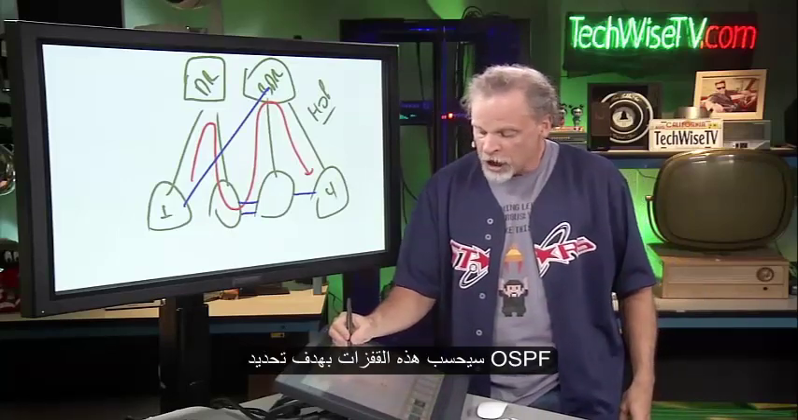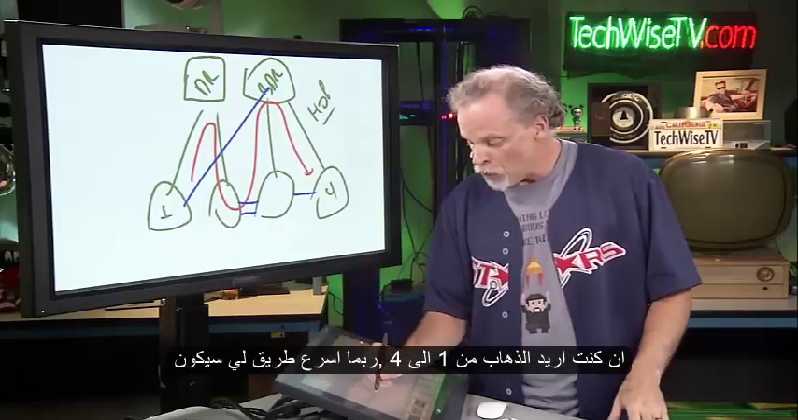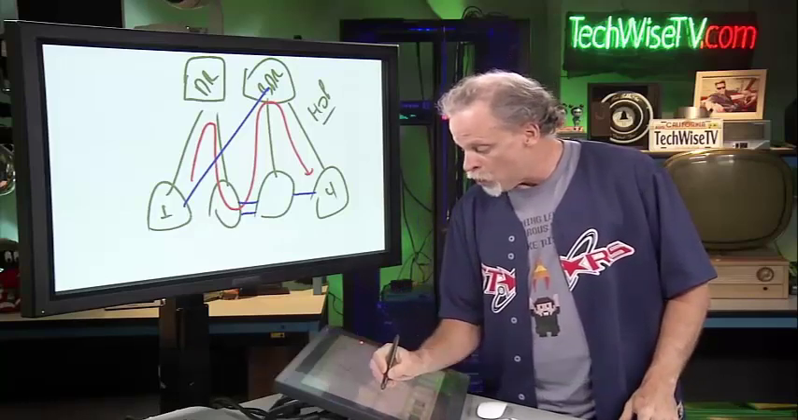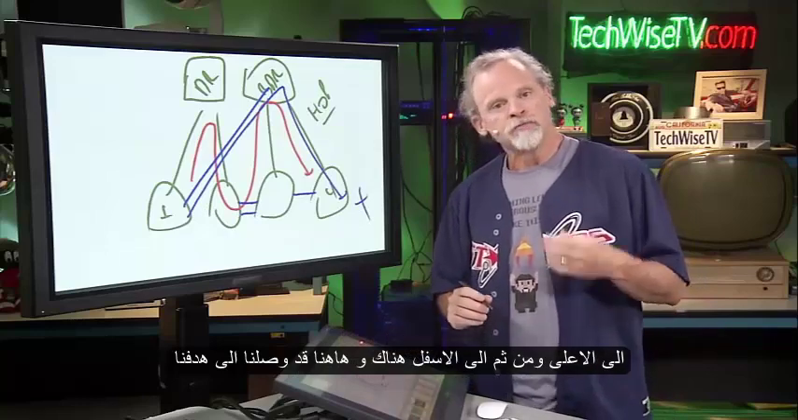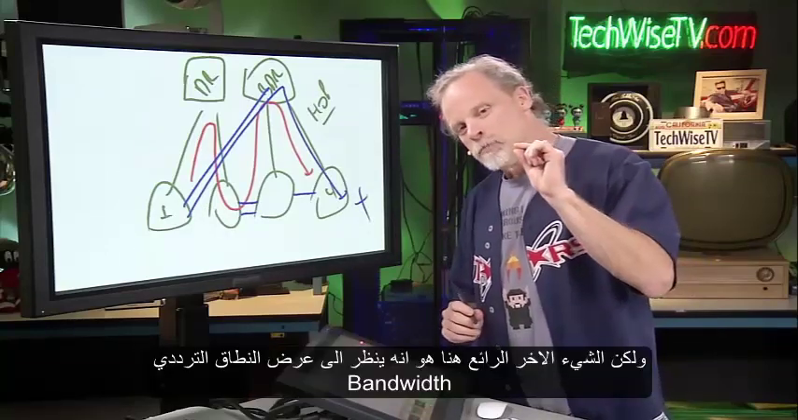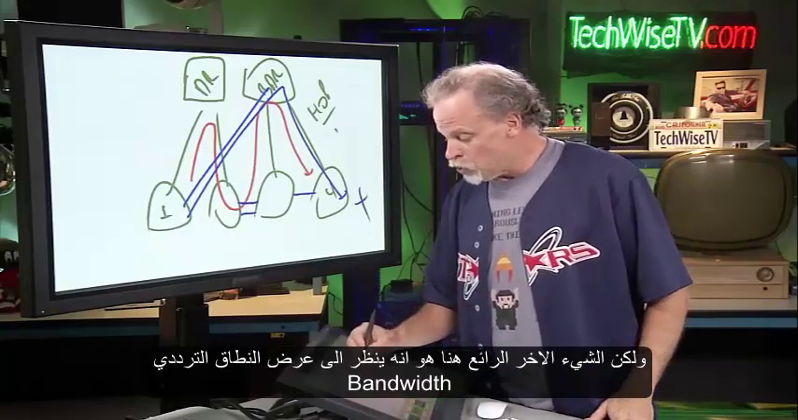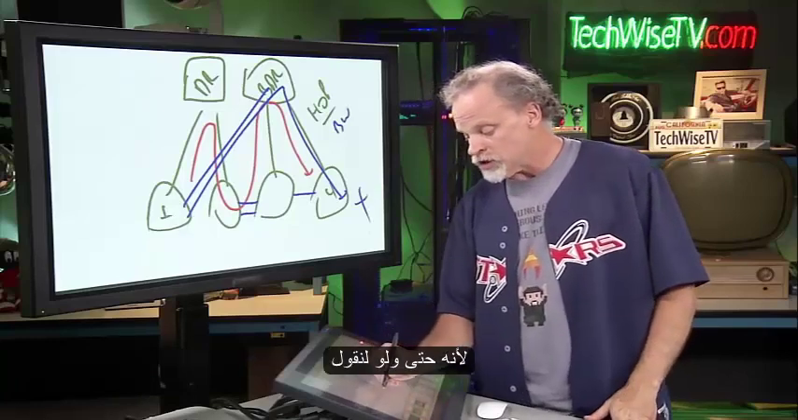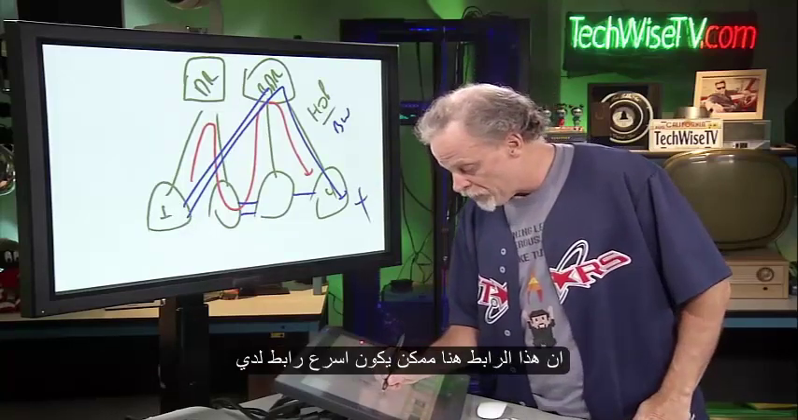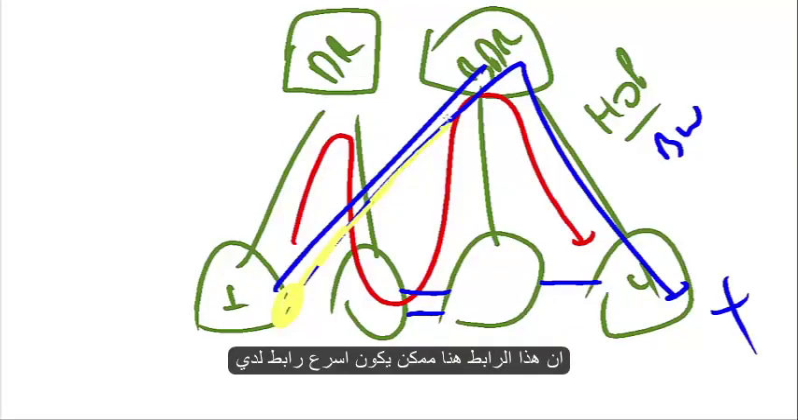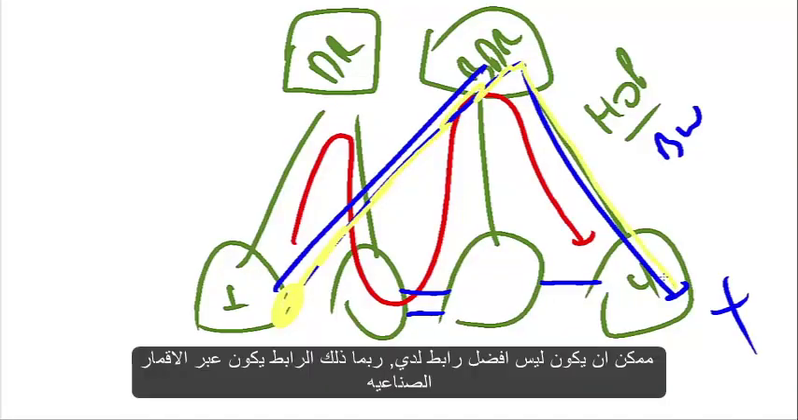OSPF will count these hops, and it will determine that if I want to go from 1 to 4, maybe my quickest path is up here and then down there, and boom, I'm right on target, and that's relaxed and groovy. But another cool thing is it actually will look at bandwidth too, right? Because even though, let me change colors here, this link here may be my quickest link, it might not be my best link.